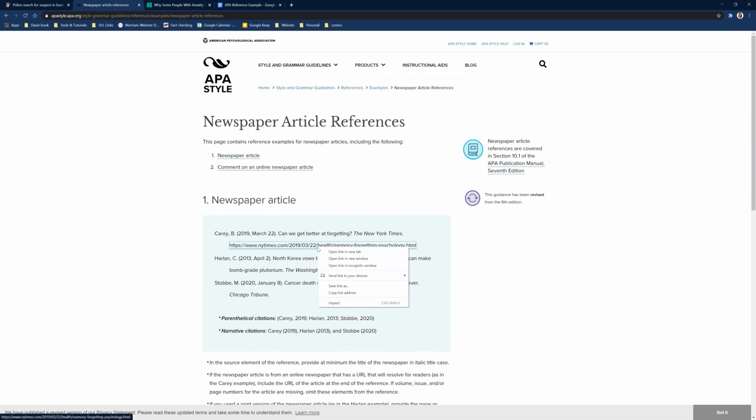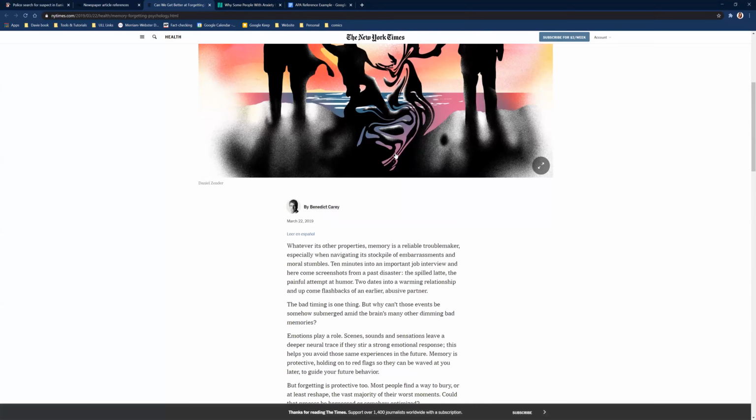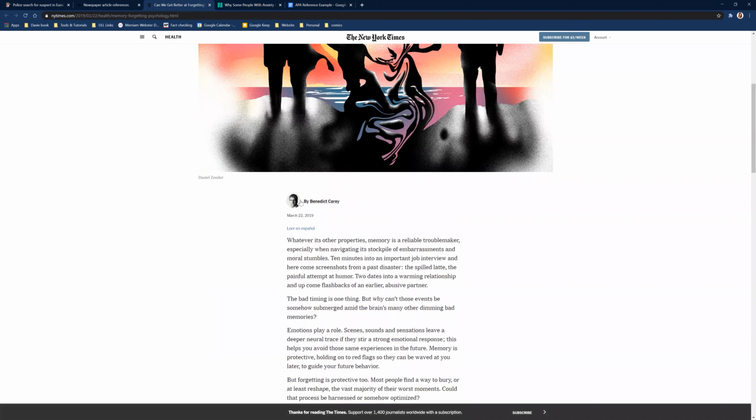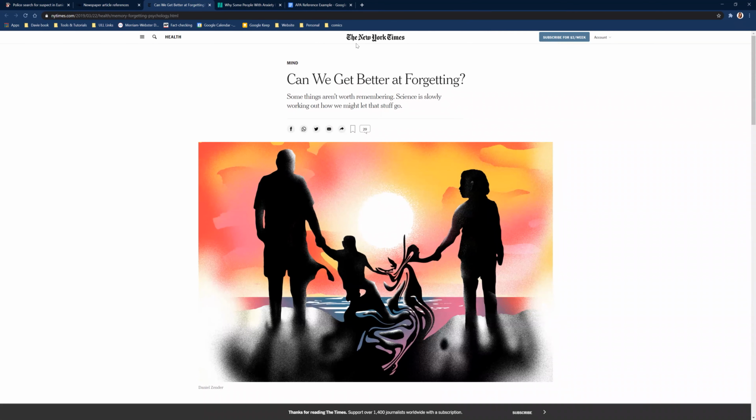And if you open this one, you can see here's their title. And here's the byline listing Benedict Carey as the author, the publication date as March 22nd, 2019. And of course, it's from the New York Times, which is a published newspaper. Therefore, we are following the published newspaper format.